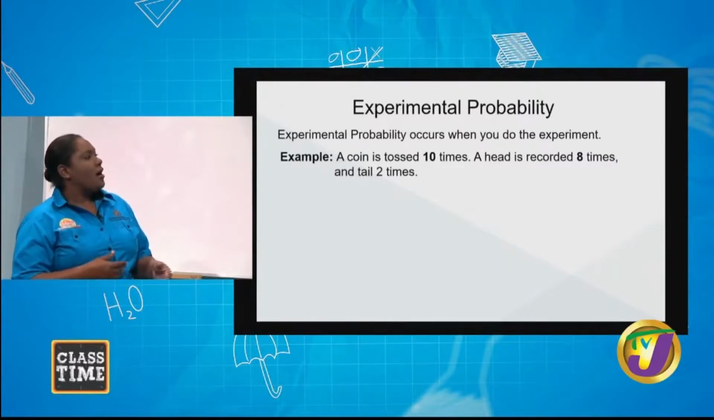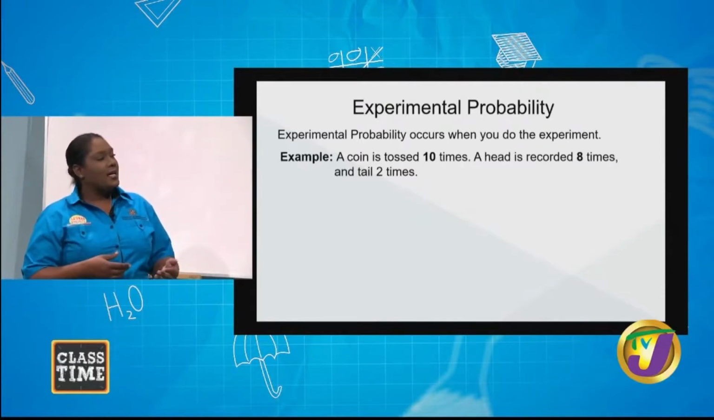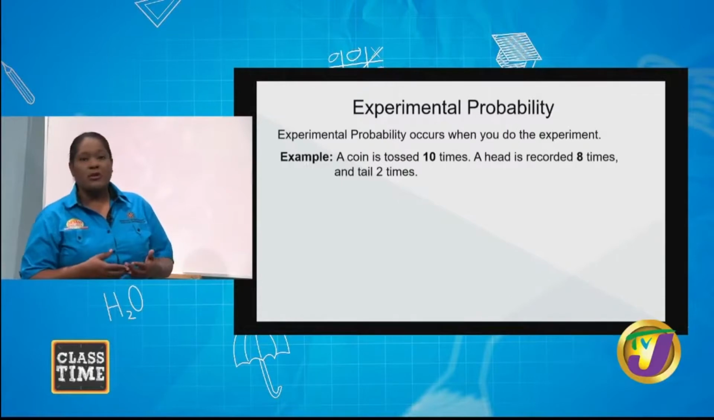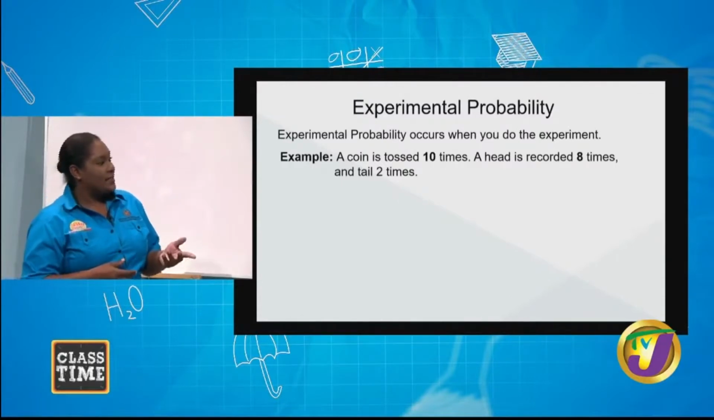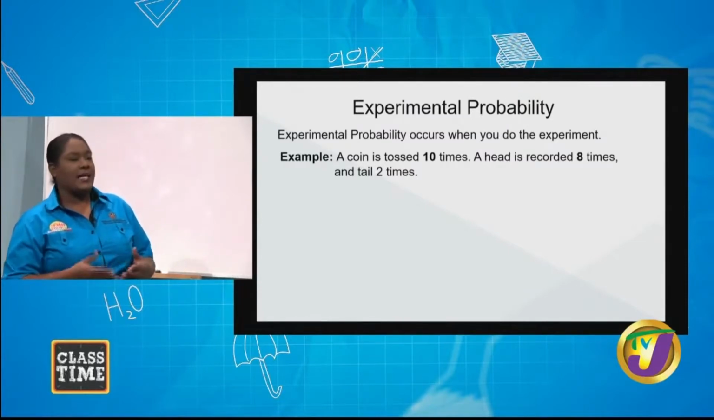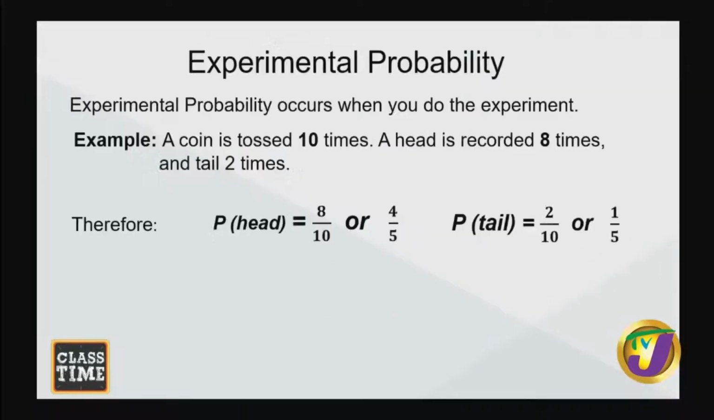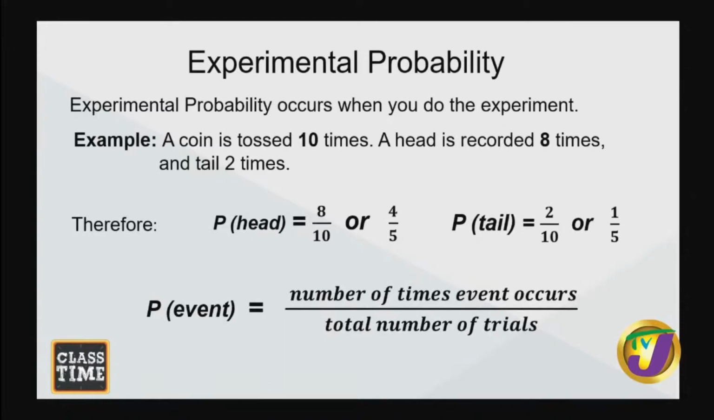For example, a coin is tossed 10 times and the results were recorded, and this person got 8 heads and 2 tails. Now, what is the probability of getting a head? The probability of getting a head in this case would be 8 out of 10, or 4/5. And the probability of getting a tail would be 2 tenths, or 1/5.